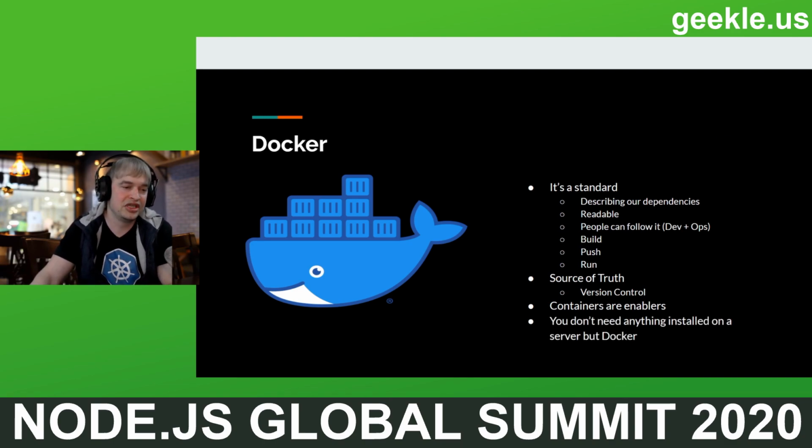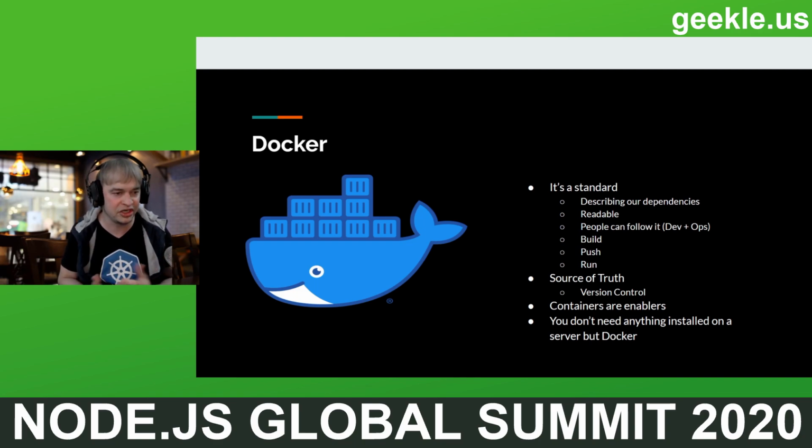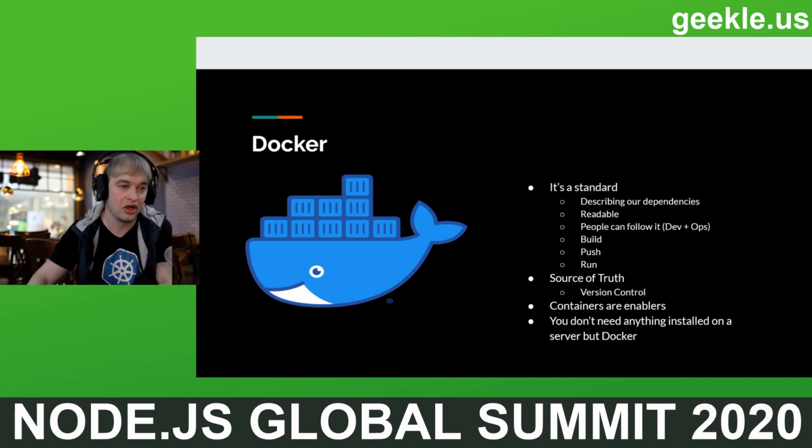And the other beauty is you don't need anything installed on your machine or your server but Docker. So this makes servers in the cloud really manageable, whether you're running on Microsoft Azure or Google or Amazon AWS. You just need a server with Docker on it. You don't need to go and manage what's installed on that machine.